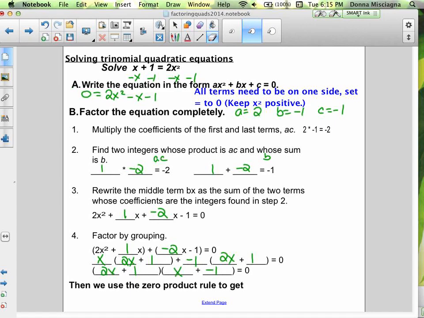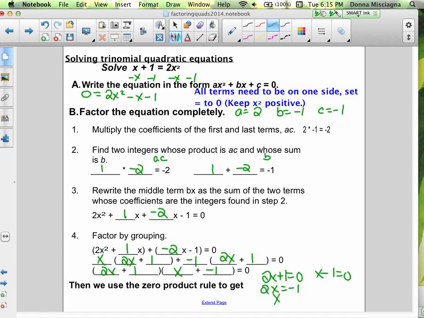All right, so let's just finish this off by solving. We have the 2x plus 1 equal to 0, and the x minus 1 equal to 0. So on the first one, you'll subtract 1. 2x is equal to negative 1. And divide by 2. x is negative 1/2. Add 1 to both sides on the second one. x is 1. Those are your two solutions. And we have solved it.